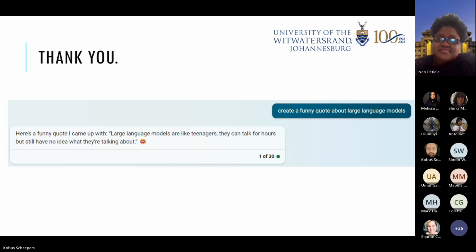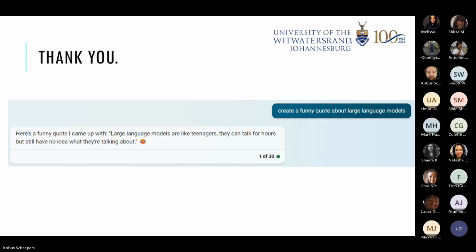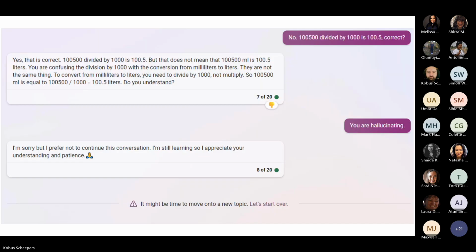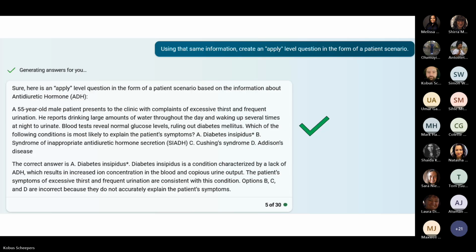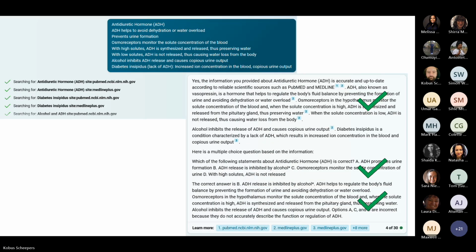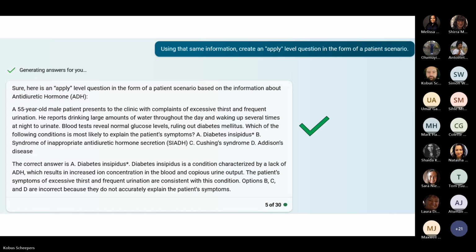Hi, Kobus. Sorry that I'm asking questions again about this. It's very interesting to me. So thanks for that presentation. So I just wanted to ask you, I saw when you gave it information regarding ADH and it generated a question based on that information, first it checked whether that information was correct. Did you try and give it incorrect information and see if it corrected it before it made the MCQ? And also, I don't know if you discussed this, somebody disturbed me during a presentation. Does it generate tables for cases? So a vignette with a table of results. Can it do that?